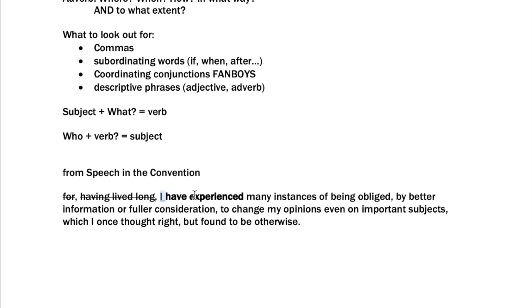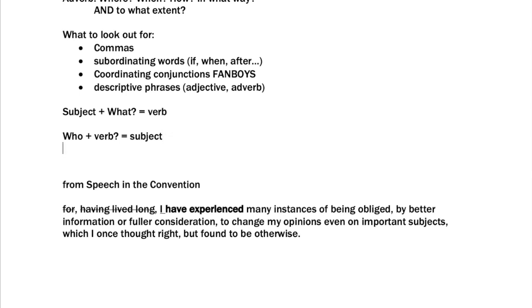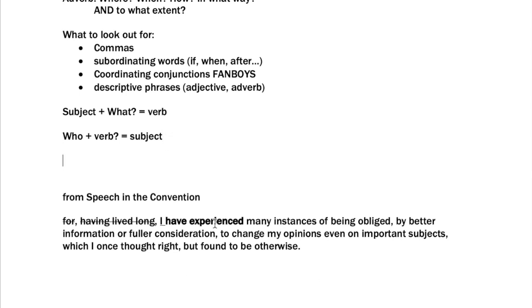And then what comes after, and I should add this to our little phrase here as well. What comes after this, if something is receiving the action of the sentence, it is an object. So if I have verb, and then I ask the question, what, it will equal the object of the sentence. Okay, not always is what comes after the verb an object, but in this case, it works out that way. So I have experienced what? Many instances of being obliged.